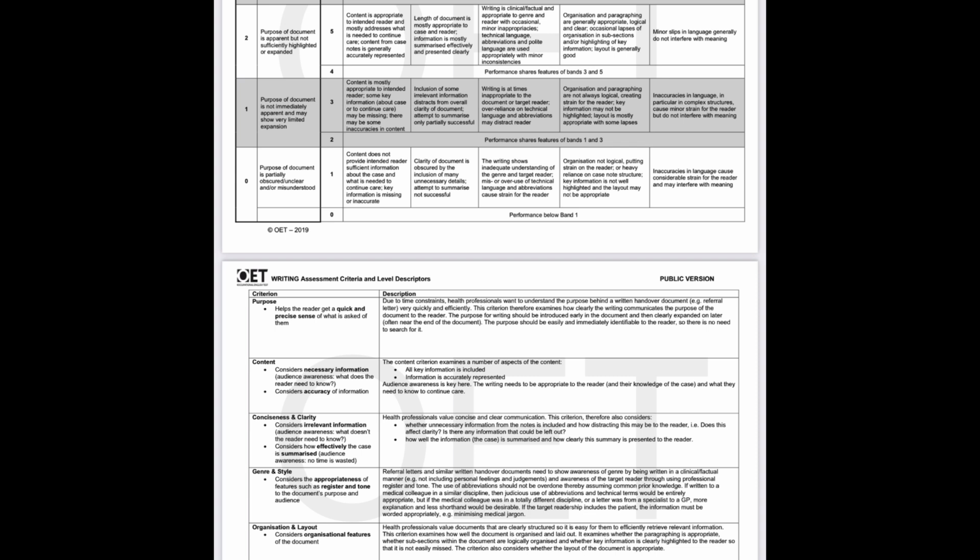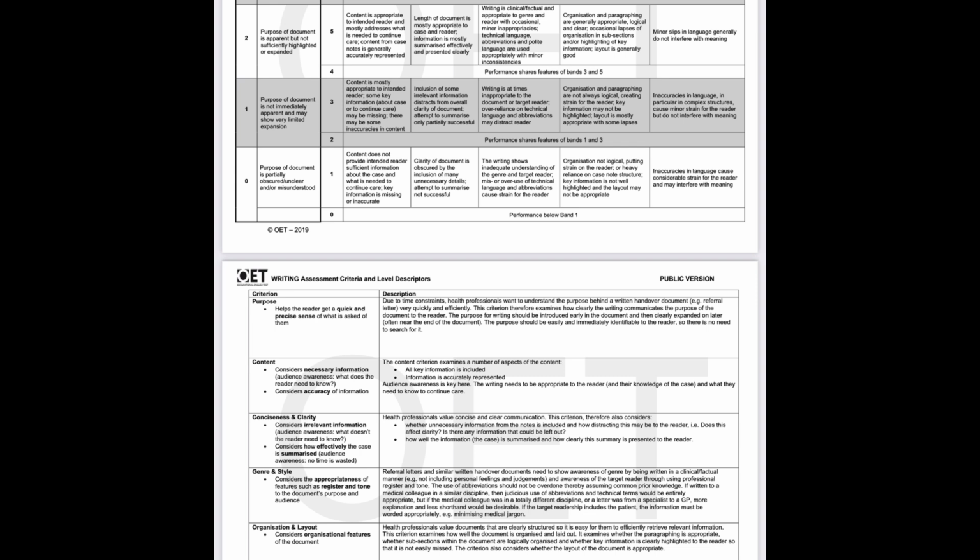Conciseness and clarity considers irrelevant information. Audience awareness: what doesn't the reader need to know? It considers how effectively the case is summarized. Audience awareness: no time is wasted. Health professionals value concise and clear communication.